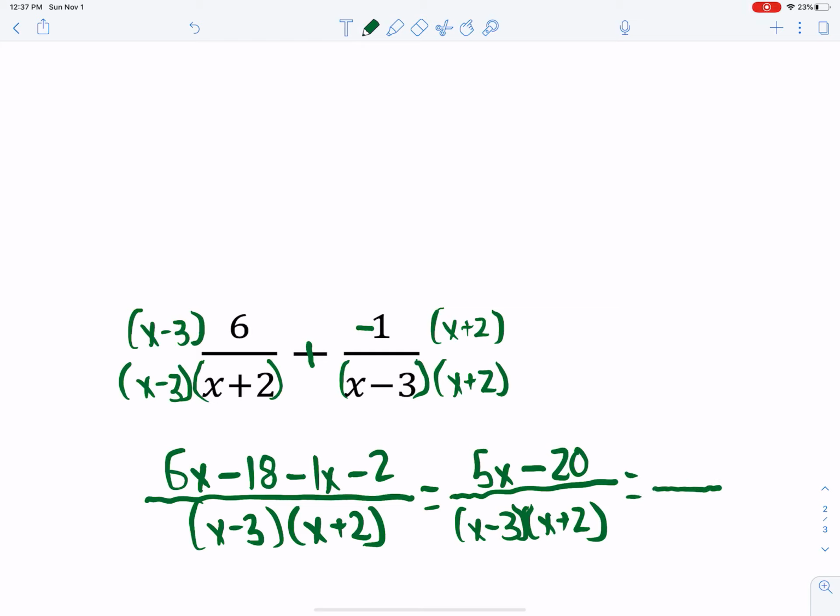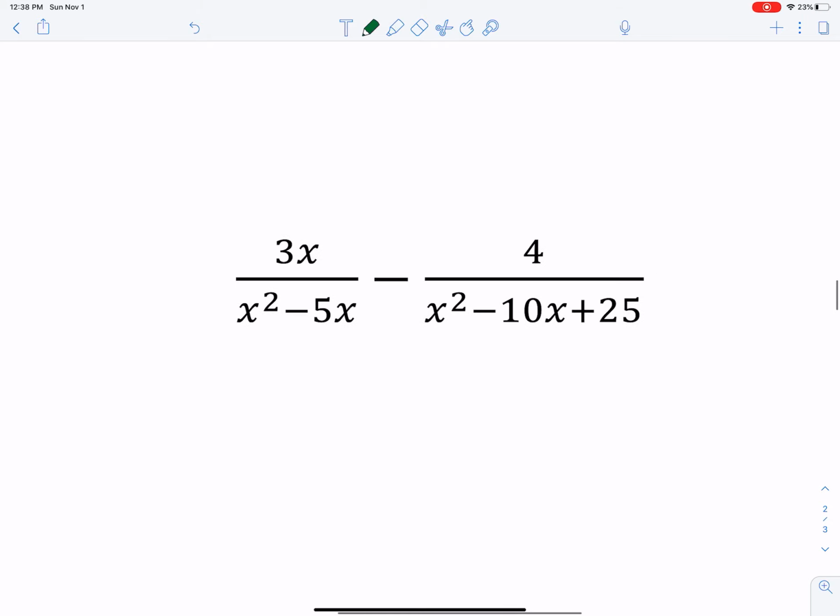And I can factor, both of those terms on the top are divisible by 5. I factor out a 5, and we'd be left with 5 times x minus 4. The bottom part is still the same, x minus 3 times x plus 2. Now I've factored everything as much as I can. There's no common factors to reduce, so that would be the final answer for that problem.